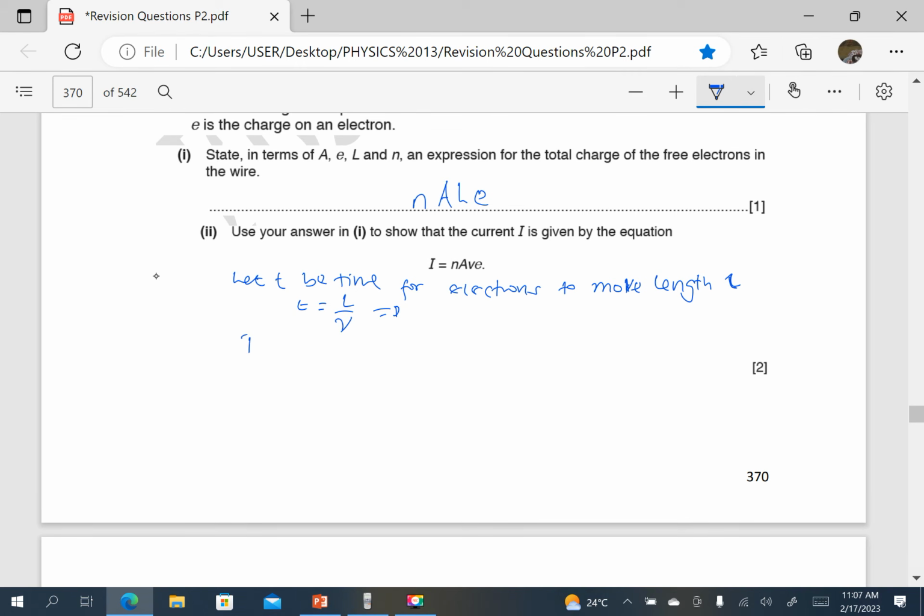By definition, we know that current is equal to the charge over time T, and we have seen the total charge is N A L E. So I is going to be equal to N A L E divided by T. But remember, T is L over V. So this simplifies to N A L E over 1 times the reciprocal, which is V divided by L. You notice that L cancels out. So that means the current I is equal to N A E V, as required.